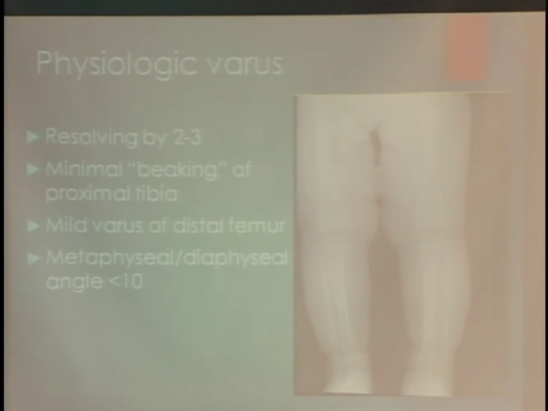Some of the differences here, and again, I know these x-rays may not project quite as well, but you do not have a lot of beaking of the tibia. In other words, you don't have a lot of sharp point of the tibia here. It's relatively flat up here, maybe a little bit of slope, but that's very normal. You have a little bit of curve of that distal femur that you typically see in a young child. And again, that metaphyseal diaphyseal angle is less than 10 degrees.